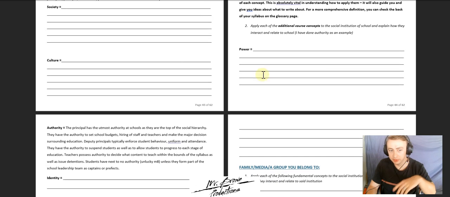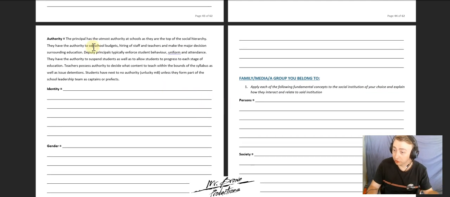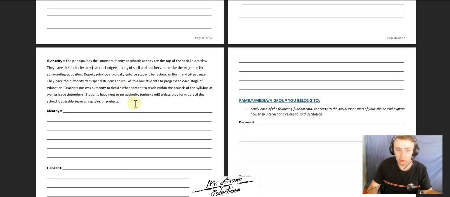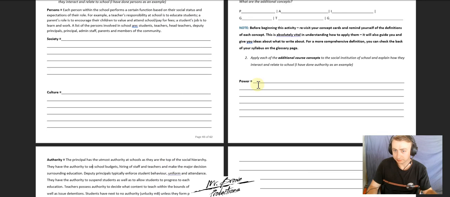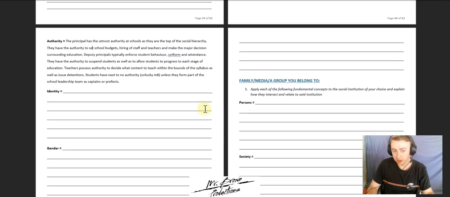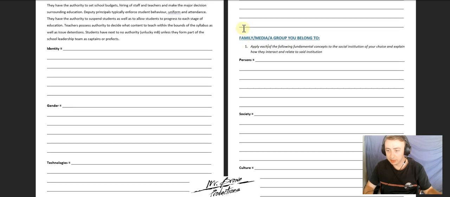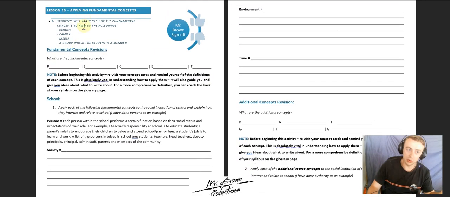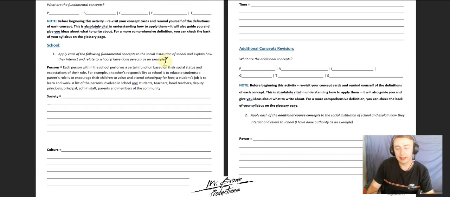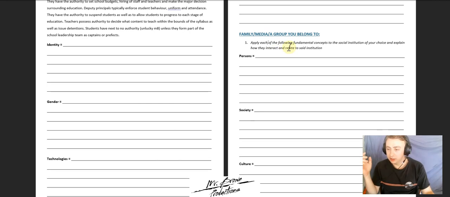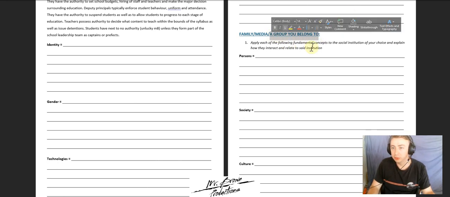And I want you to do similar with power, authority, etc. I've done authority for you with this school as well. So I want you to apply all of them. Once you have done that, I would like you to do the same activity, because we've got to apply it to 2 of the following. I want you to pick your own. You can pick the family as another social institution. You can pick the media if you wish, or I think it would be kind of fun if you pick a group that you belong to, right?